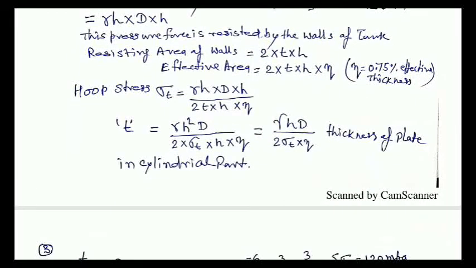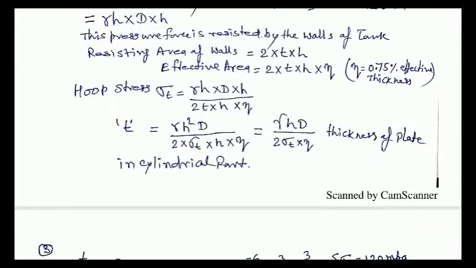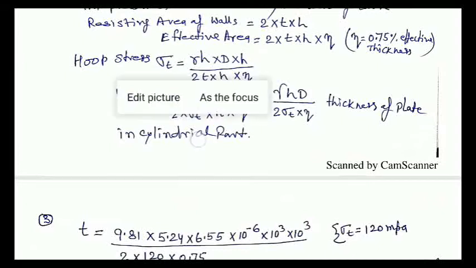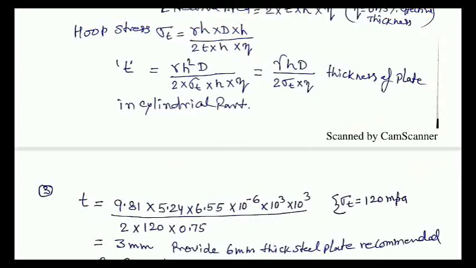So hoop stress sigma T will be equal to total pressure area divided by resisting area, as shown here in this equation. By this we can find out the value of T, the thickness of the plate of the cylindrical vessel. So T will be equal to gamma H square D divided by 2 times sigma T into H into eta.